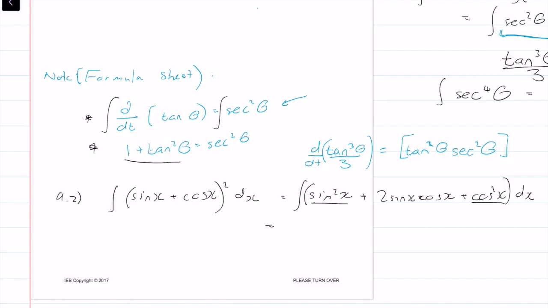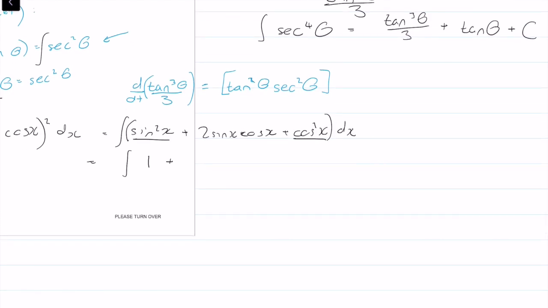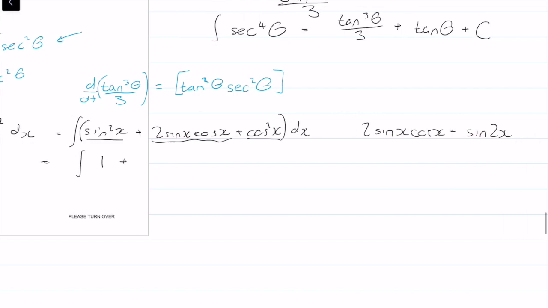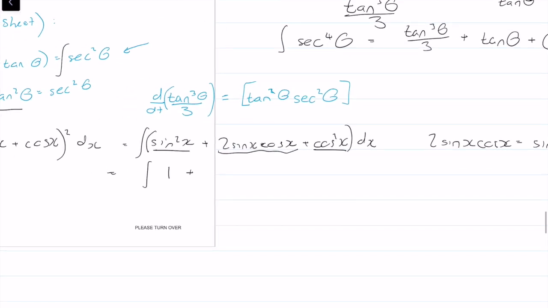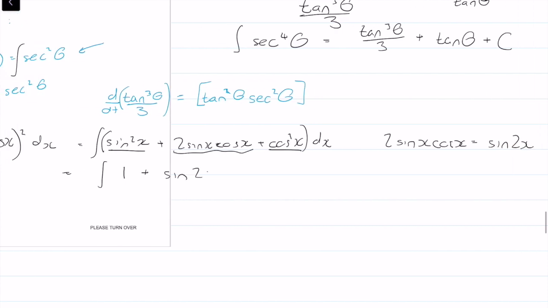We know from our identities that sin²x + cos²x is equal to 1, so it's equal to the integral of 1 plus... and another identity, we know that 2 sin x cos x is equal to sin 2x. That's another identity which is found on our formula sheet. So we can replace 2 sin x cos x with plus sin 2x, and we're left with that dx.